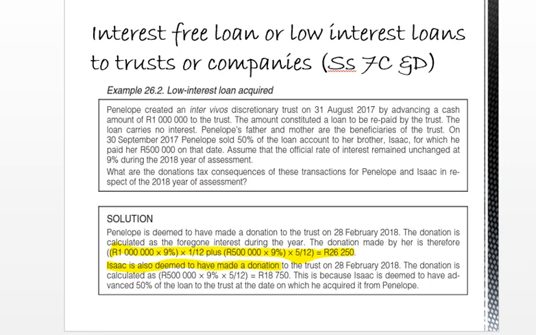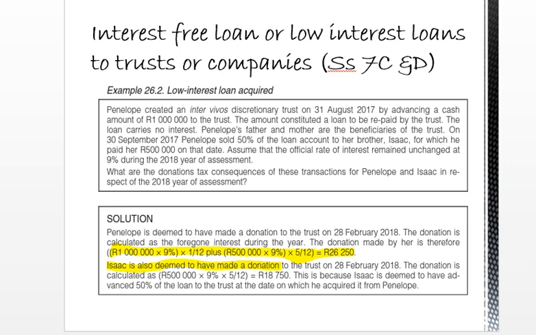So firstly, Penelope, let's look at her. On the 28th of February, so the end of the financial year of assessment, she is deemed to have made a donation to the trust, and the donation is basically the foregone interest during the year. So on the 1 million rand, the foregone interest was 9% because it was an interest-free loan which Penelope donated to the trust.